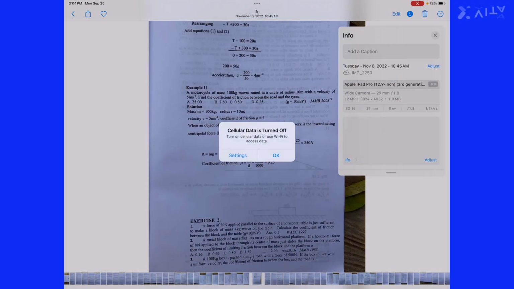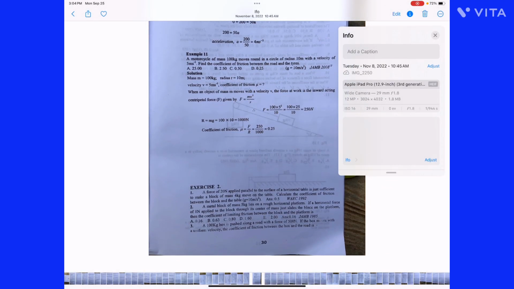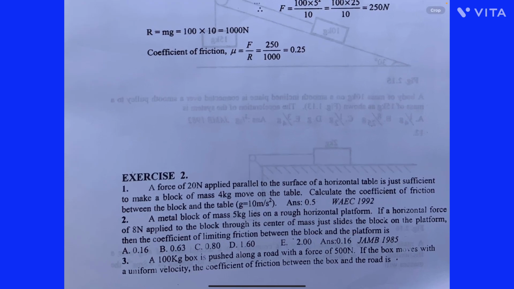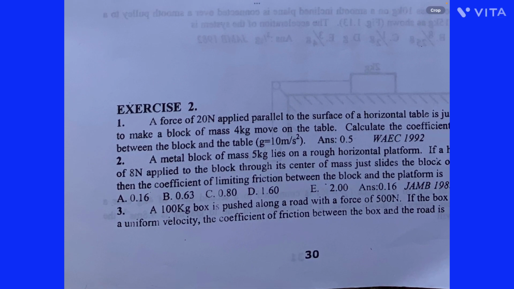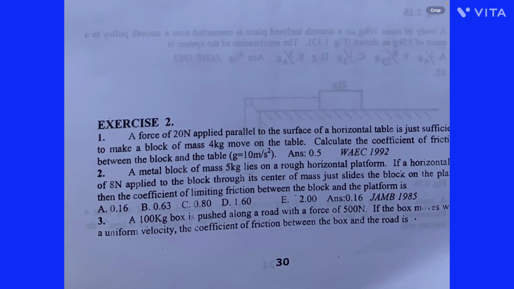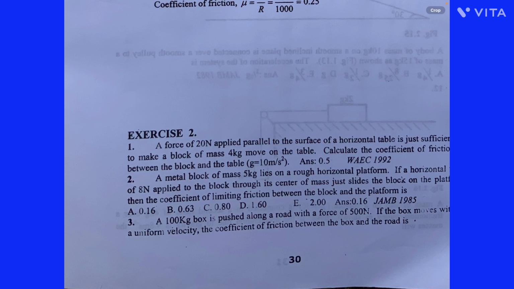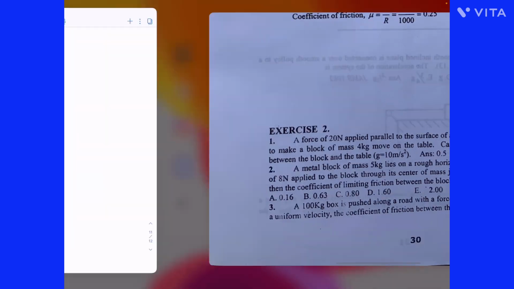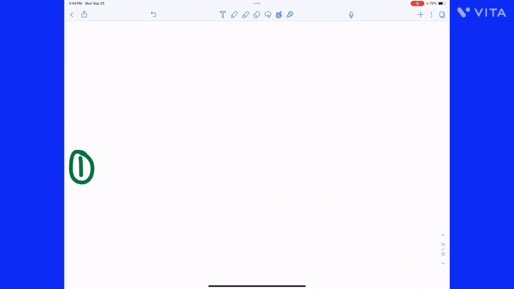Now, let's look at a few worked examples on friction. The first question says a force of 20 Newton applied parallel to the surface of a horizontal table is just sufficient to make a block of mass 4 kg move on the table. Calculate the coefficient of friction.